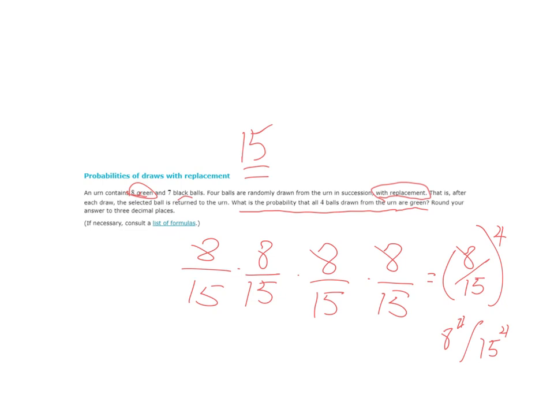8 to the 4th power divided by 15 to the 4th power, and I'm coming up with 0.0809 would be the probability. A little over an 8% chance of that happening. Okay, that's 4-3. If you need help, let me know.